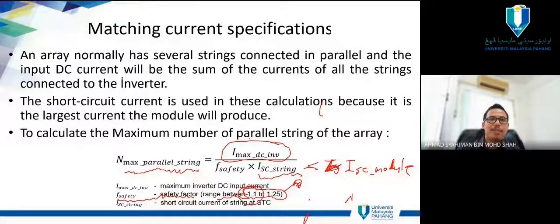Kita pergi example 4. Okay. Kita pergi example 4. Sebab ni. Okay. Boleh hang ni. Hang pula ni.